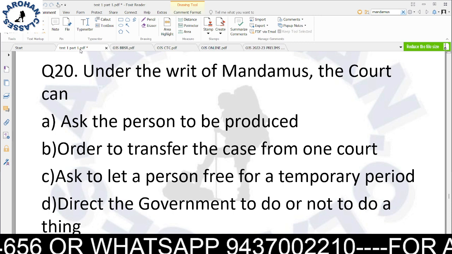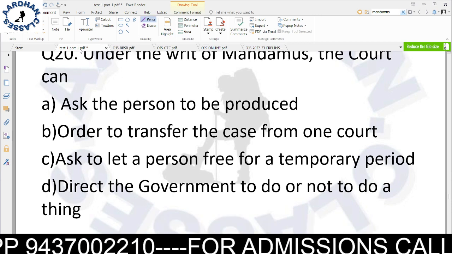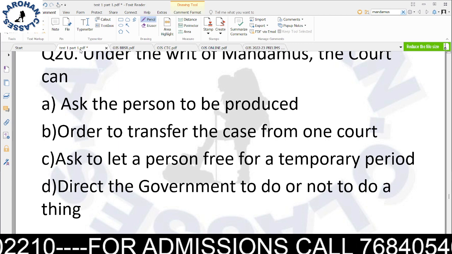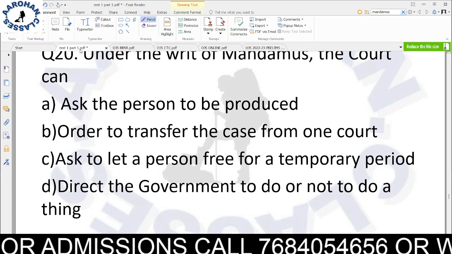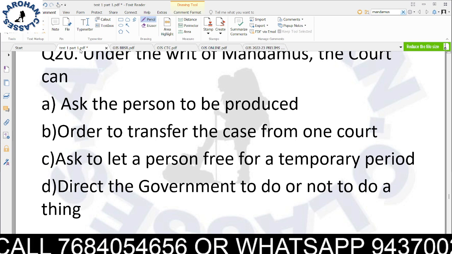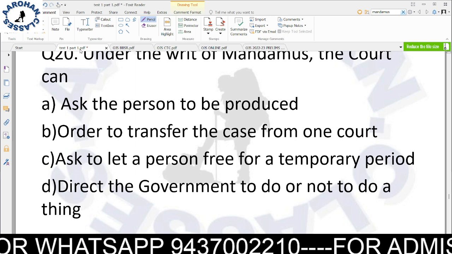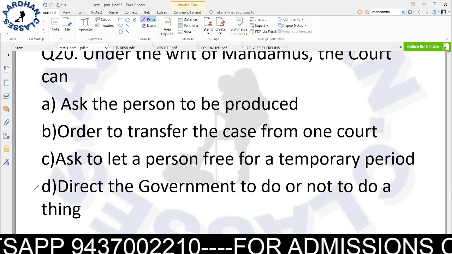Come to question number 20. Under the writ of mandamus, the court can do which of the following? Mandamus, we know, means we command. So the court is commanding something, right? So obviously the answer is D: direct the government to do or not do a thing.